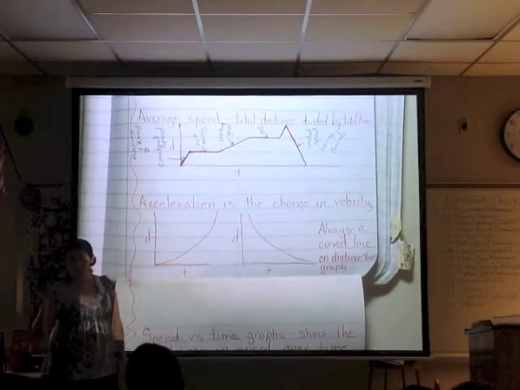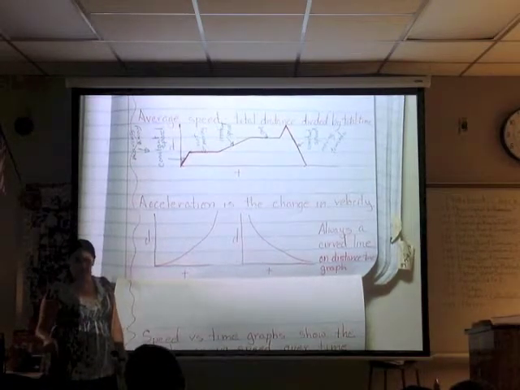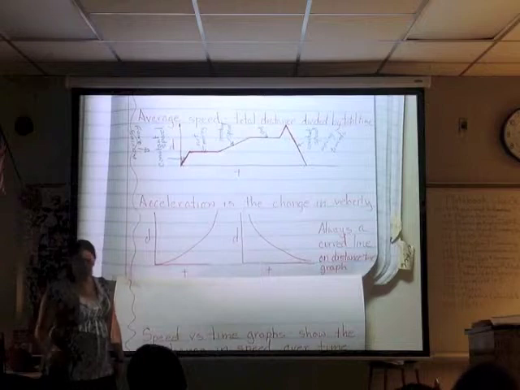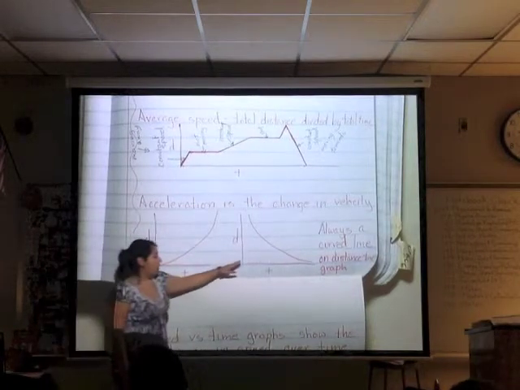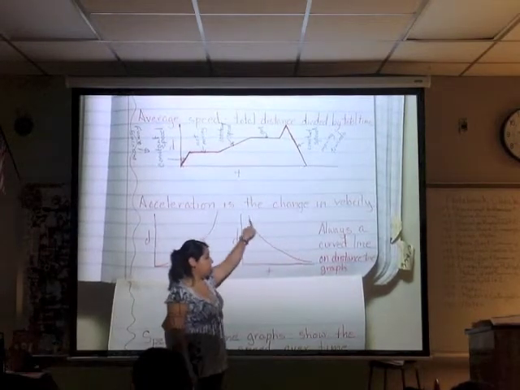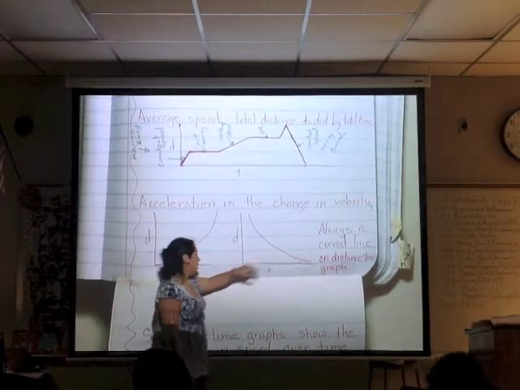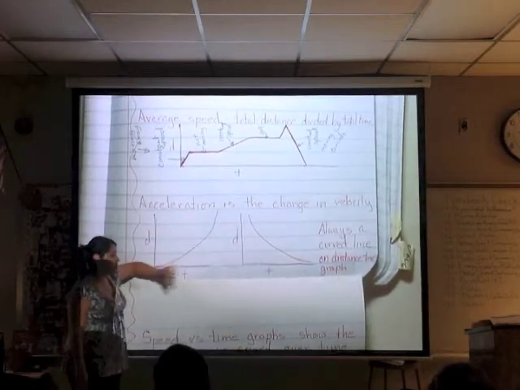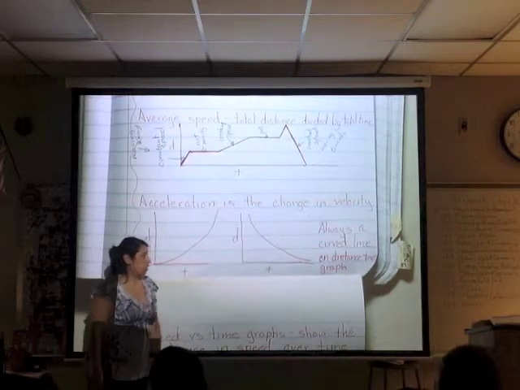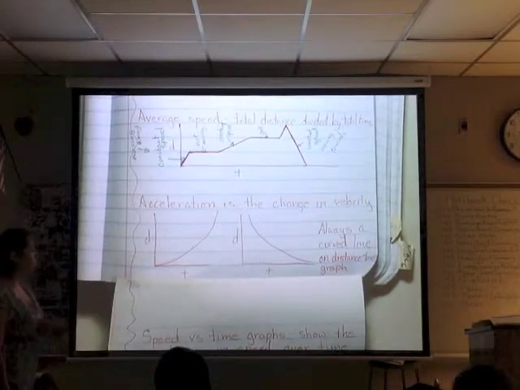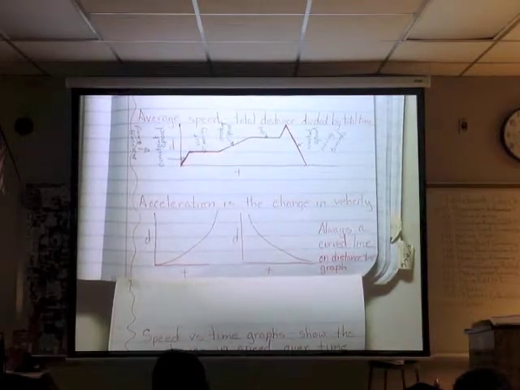Acceleration will always be a curved line on a distance time graph. Now this one, what's happening to my acceleration? It's decelerating. In this one, I'm going faster, then going slower. You will always have a curved line in a distance time graph.